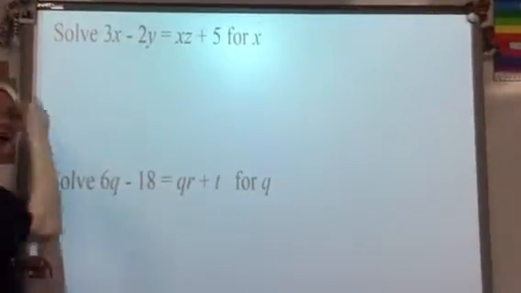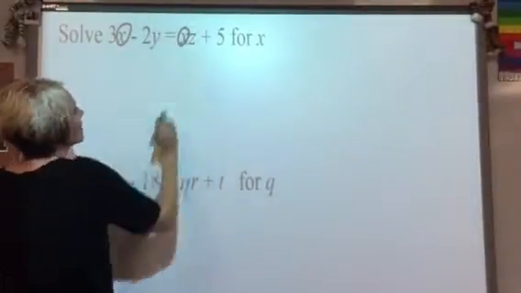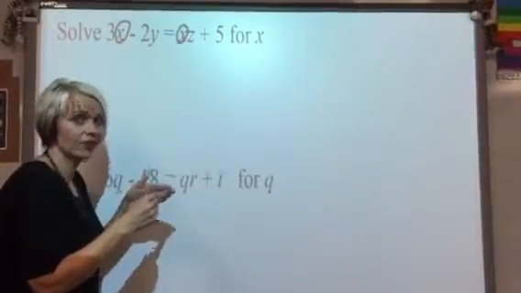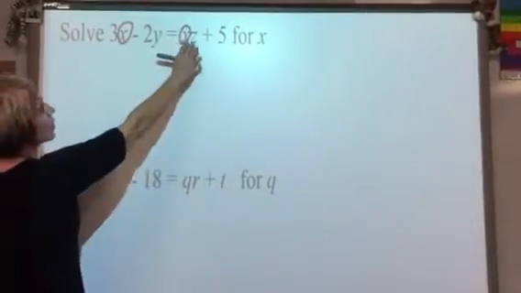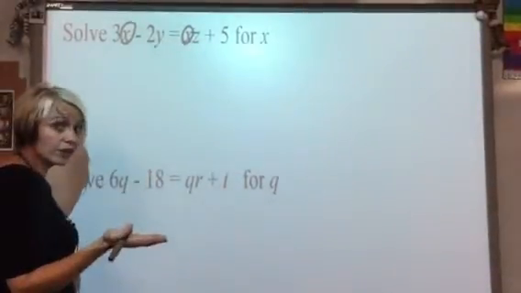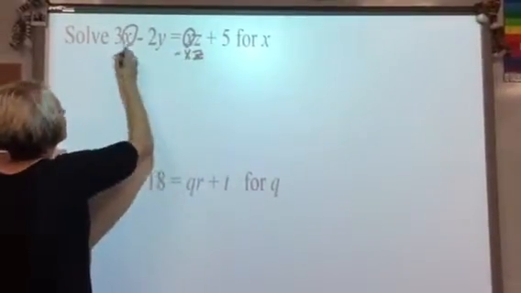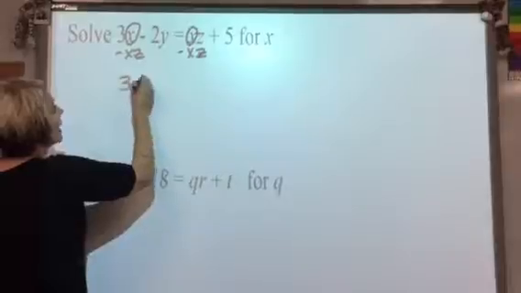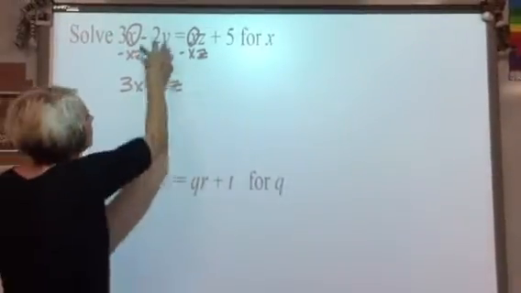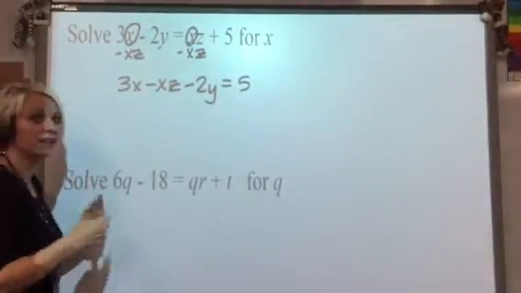Now, what happens when we have variables on both sides? As you can see, I have an x here, and I have an x here, and I want to solve for x. Well, you're going to have to get them together. I don't care if you move this over here, or if you move this over here. It doesn't matter, but you have to get the x's together. So I'm going to subtract xz. So now I have 3x minus xz. I wanted to put them together just because I want them together. Minus 2y equals 5.